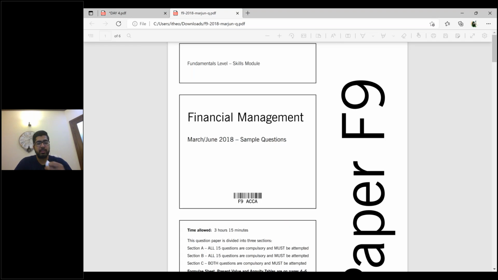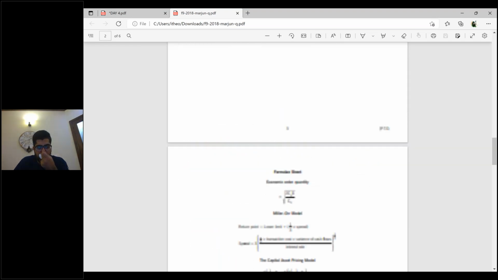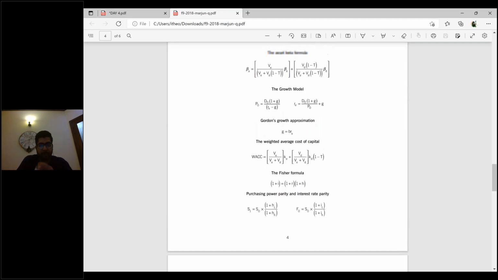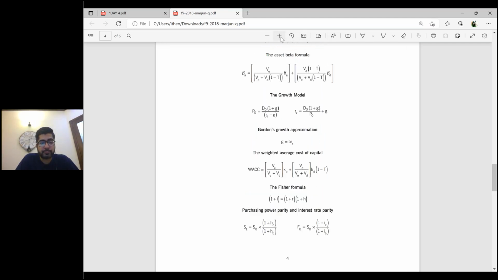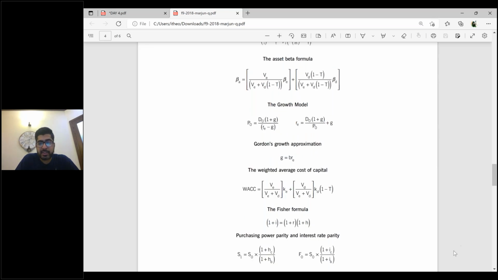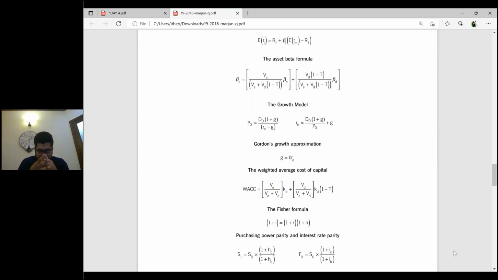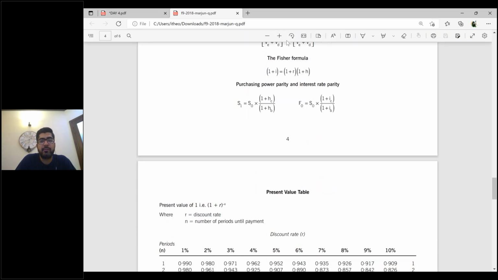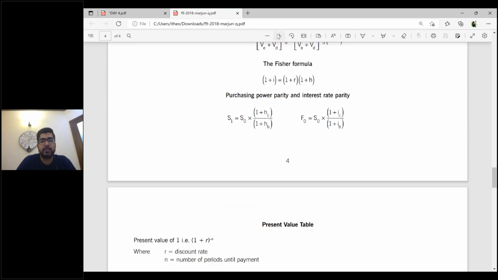In the examination where you are given the formula sheet, you see the formula of purchasing power parity and interest rate parity is given. Use any variables, S1, F1, F0, whatever. S1 and F0, they are forward rates. S1 and S0, this and this, they are forward rates. These are spot rates.